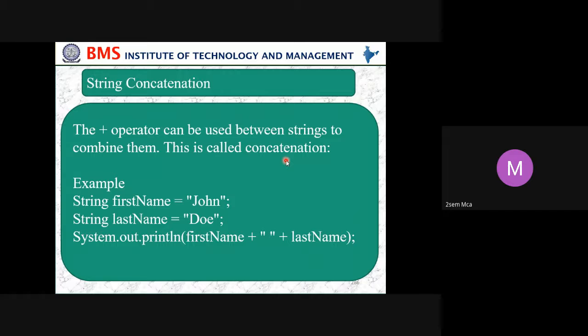So how are we combining? The first method of combining is using a plus operator. Let us take a small example. The first string is John. The second string is Dio. I want to combine these two, John and Dio, as one particular thing.